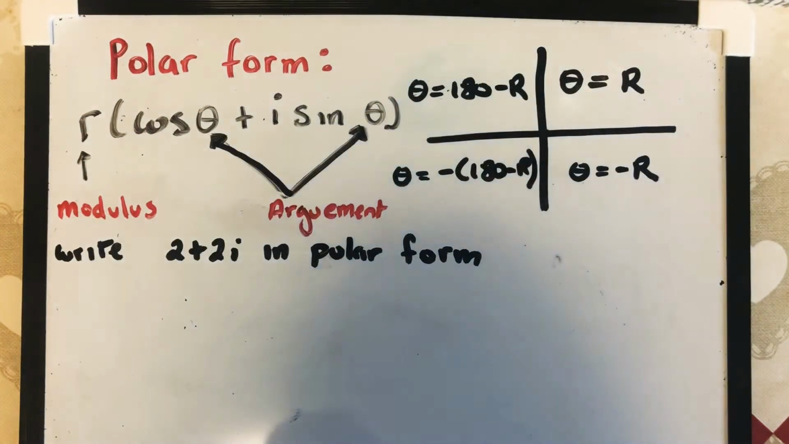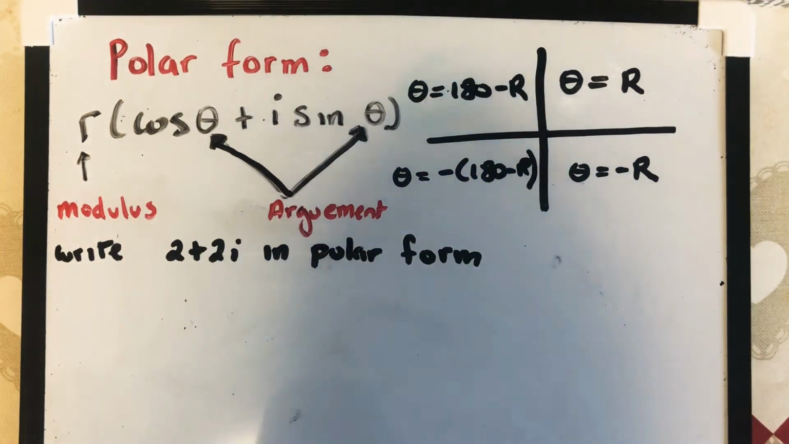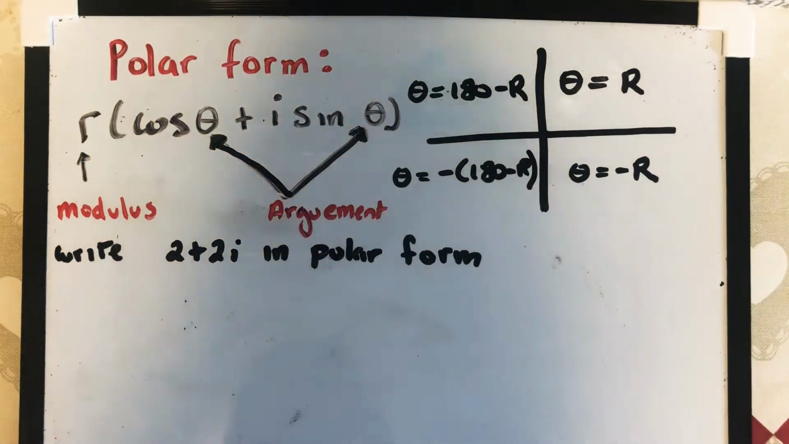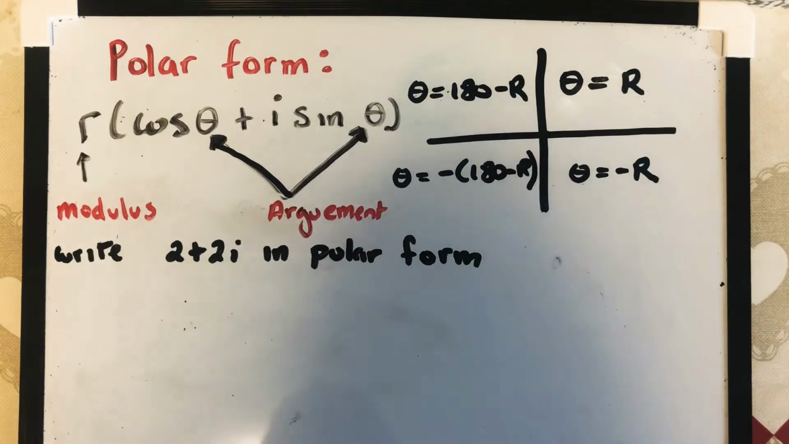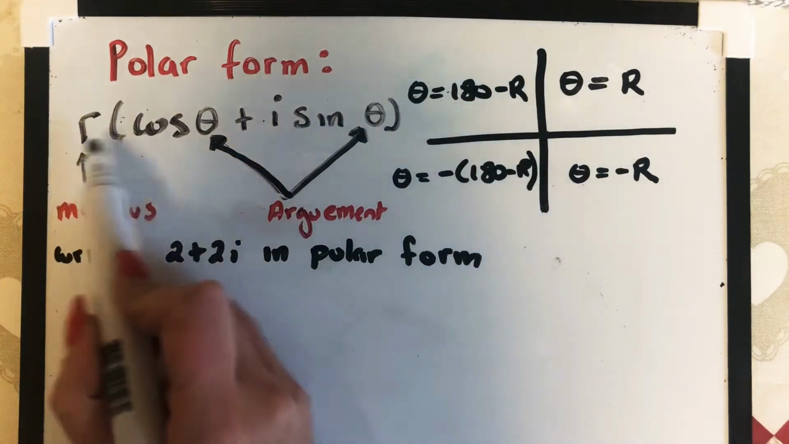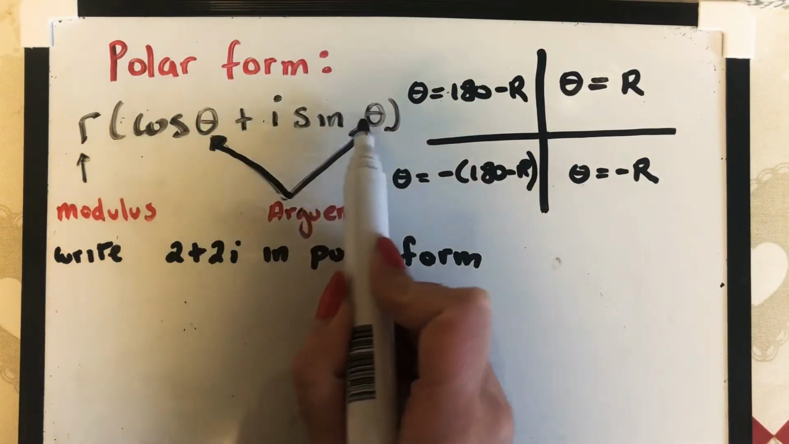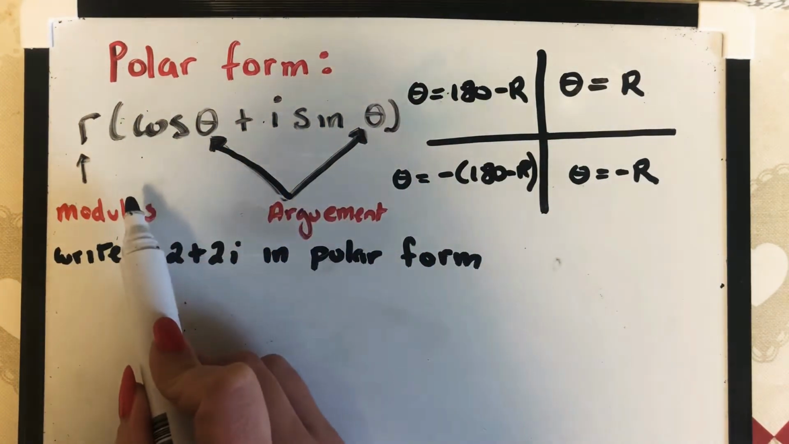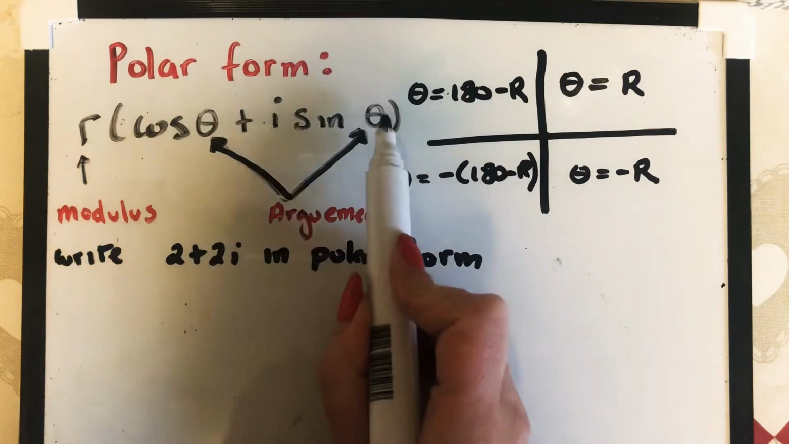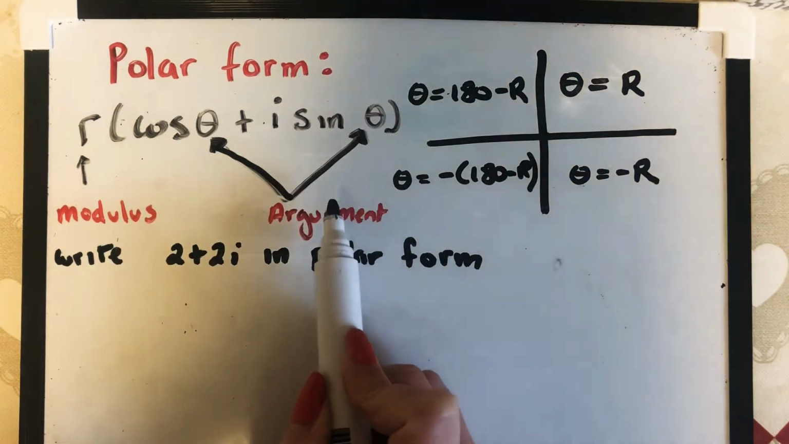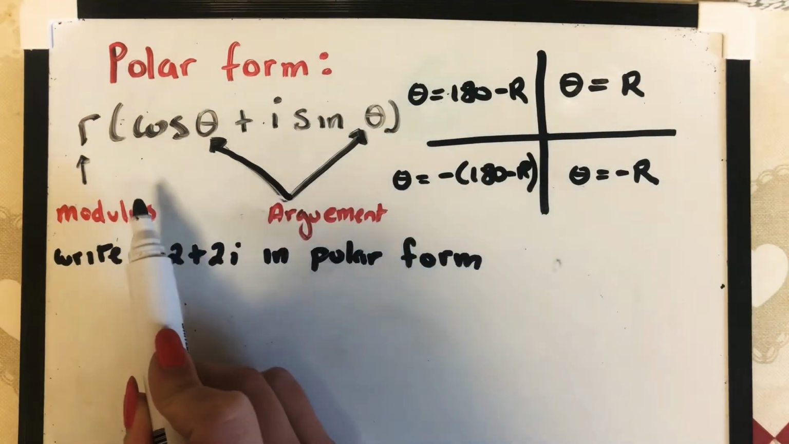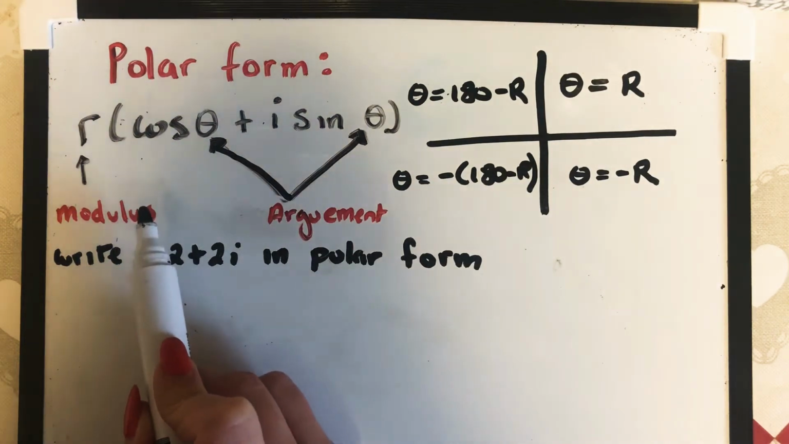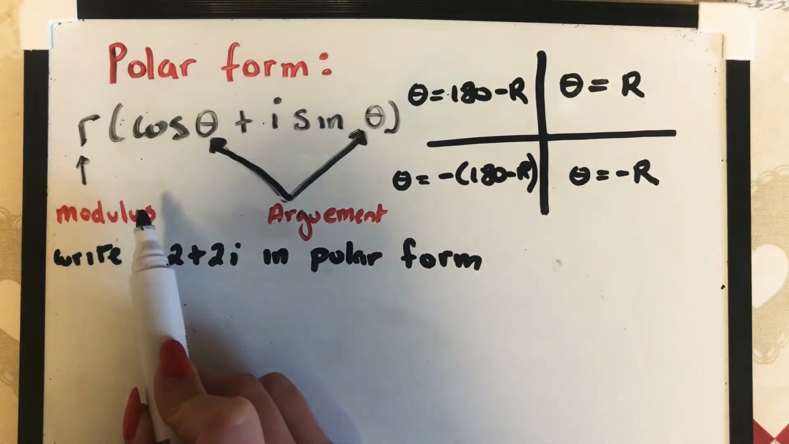This is the first video in complex numbers where we begin to explain polar form. So there is a formula for polar form and it is in the log tables. r cos theta plus i sine theta. The r in the equation stands for the modulus and the theta represents the argument or the angle. The modulus is the length of a complex number from the origin to the complex number itself.